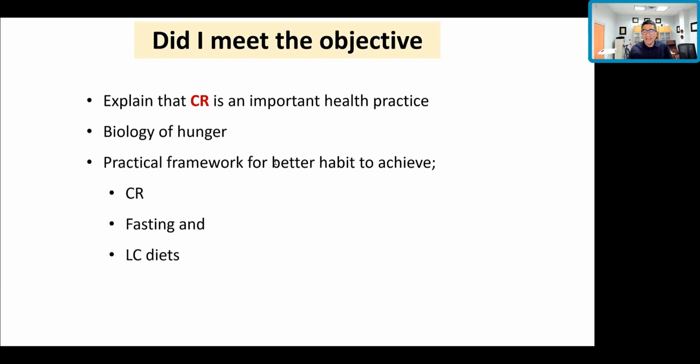So I want to ask myself, did I meet my objectives? The objectives that I laid out today was, is calorie restriction an important health practice? And I'd like to tell you that it is. I hope that I gave you some idea about the biology of hunger and why we are designed to overeat. And I'm not sure whether I met the last objective about the practical framework to create a better habit to achieve the goals that I outlined.